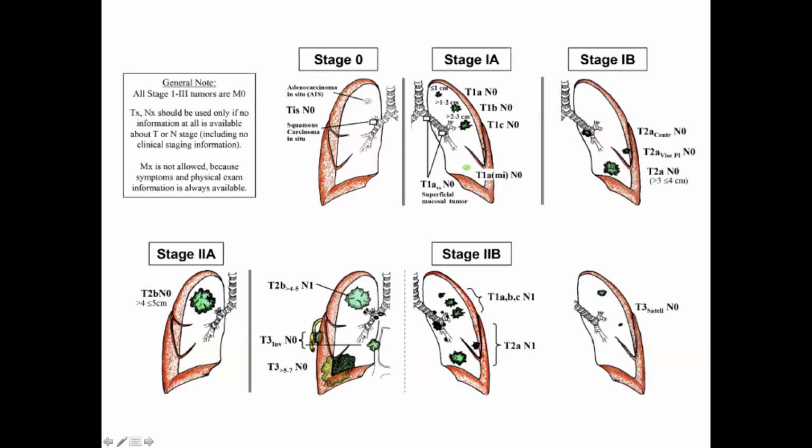Stage 2A, we've got the larger tumor, but again, nodes are not involved. Now we move on to stage 1B. So we're now getting lymph node involvement for the majority of these. The only exception are some of these T3 tumors of whatever criteria with no lymph nodes, which fall into stage 2B, as do obviously the T3 with the satellite nodules. So T3 tumors with no lymph nodes are stage 2B, but all the other ones will be N1 disease. Okay.